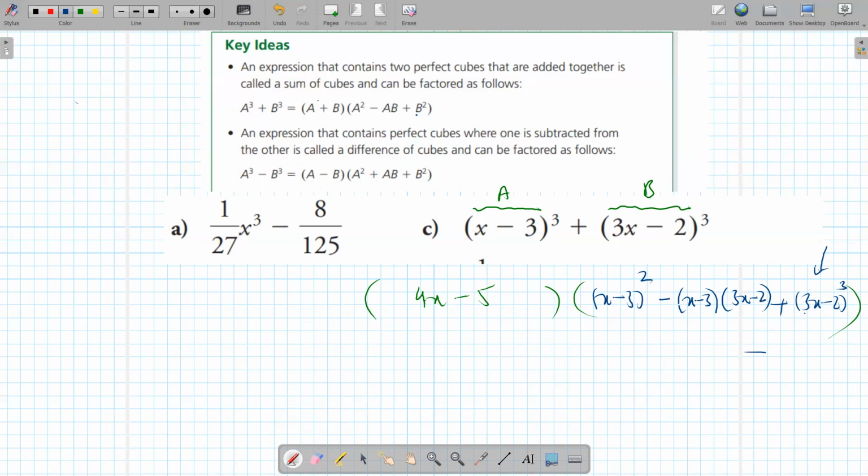Okay. So this is not going to be like 9x minus 8 or something, no. Just leave the exponents on the outside. And that's all there is to this question. You just have to know what all the letters represent.